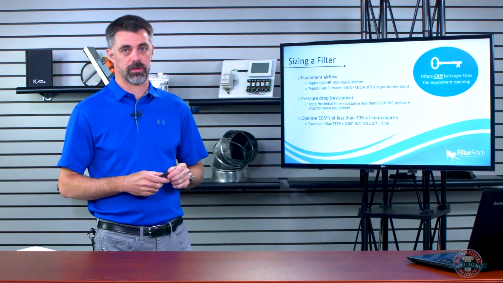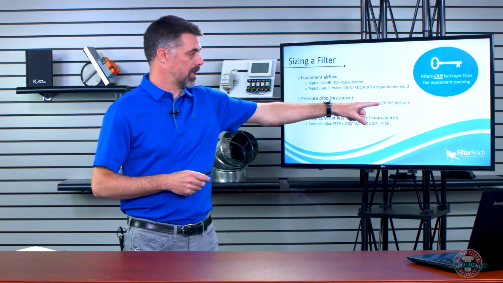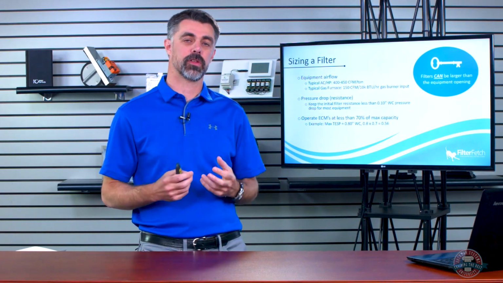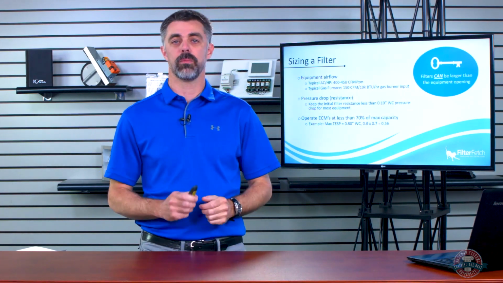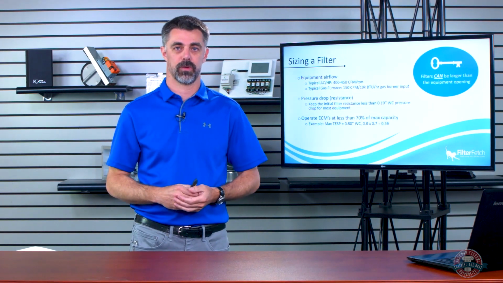Now we need to know the pressure drop. Pressure drop is measured in inches of water column, and what pressure drop on that filter represents is resistance to airflow. As we're moving air through the system, the blower has to work harder. The more resistance, the harder that blower has to work.